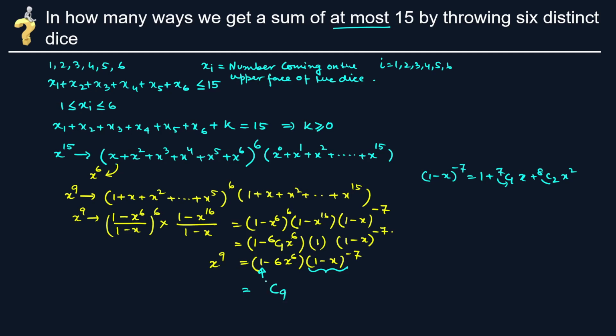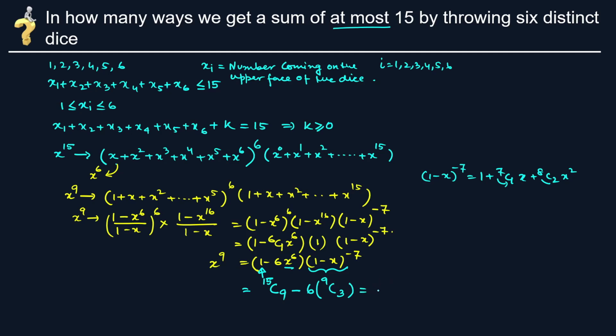The gap is 6. So it will be 15C9 minus 6 times... x to the power 6 is here. So I need x cube from this expansion. And the coefficient of x cube will be 9C3, because the gap is 6. That is why. So that will be my final answer.